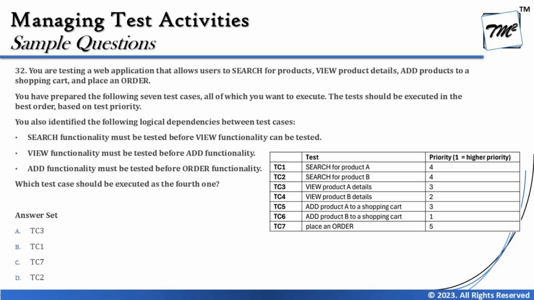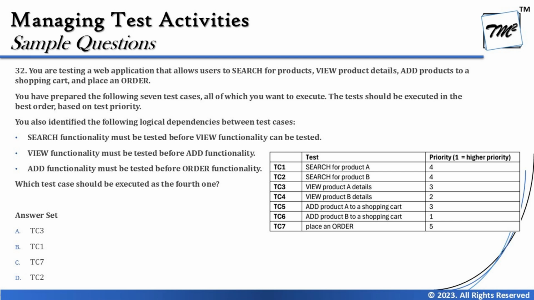Now let's continue reading the question first. It says you should also identify the following logical dependency between the test cases: search functionality must be tested before view. Okay, makes sense. View functionality must be tested before add. Makes sense. And add should be tested before the order. So that's the generic sequence as well, which is logical. But the priority is being given to product B, and it starts right from adding the product.